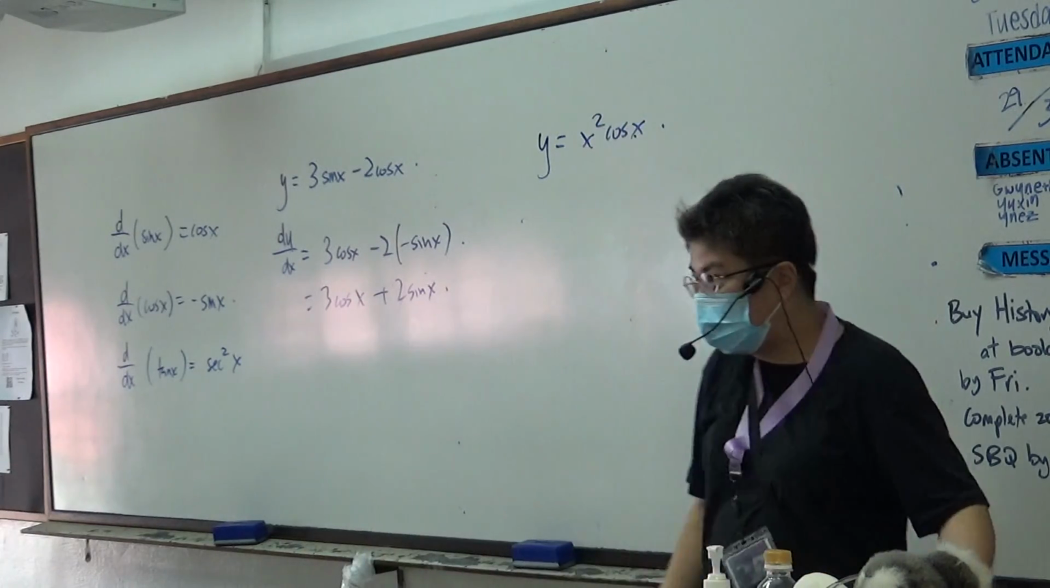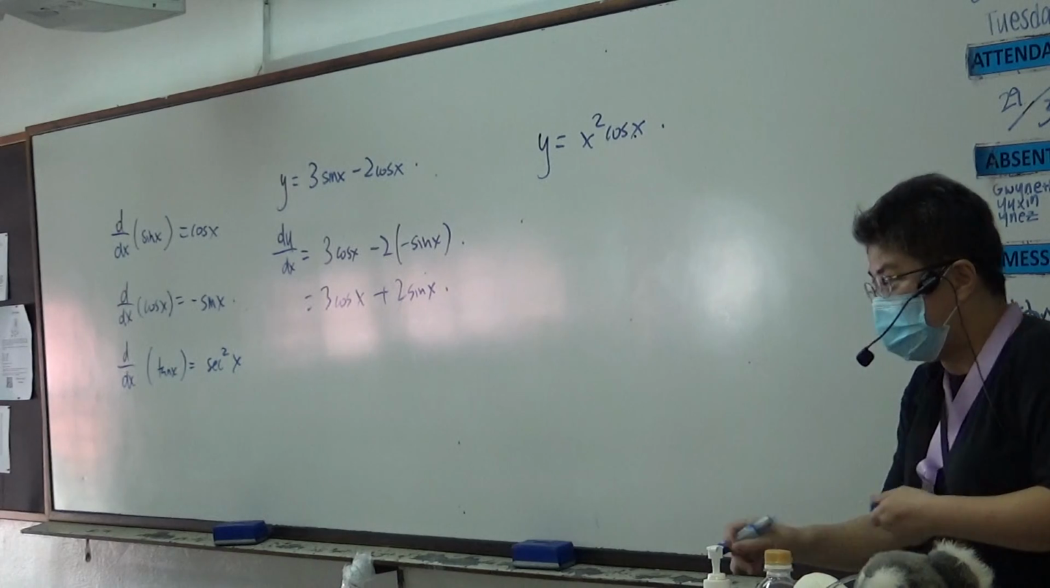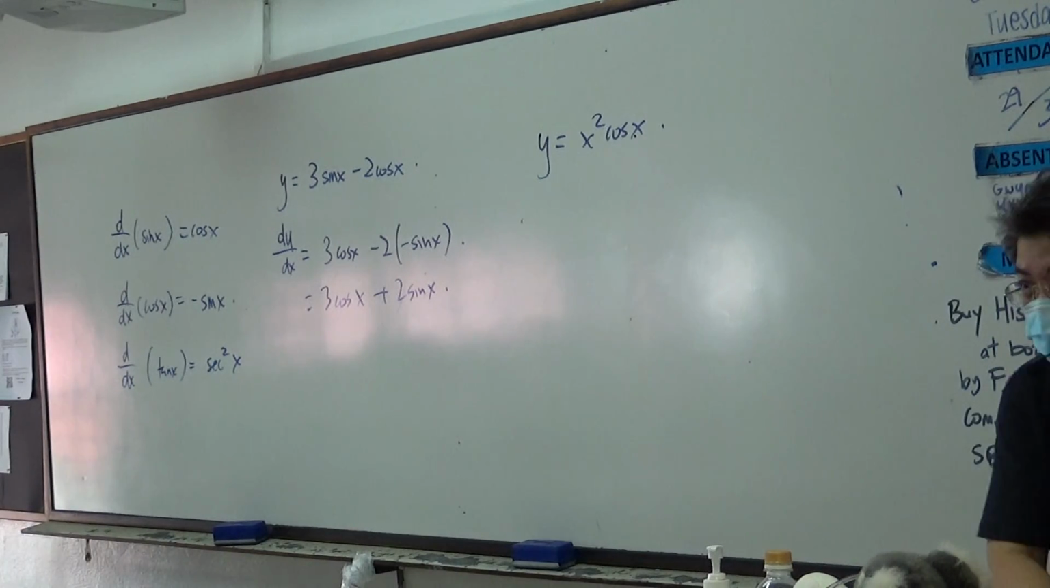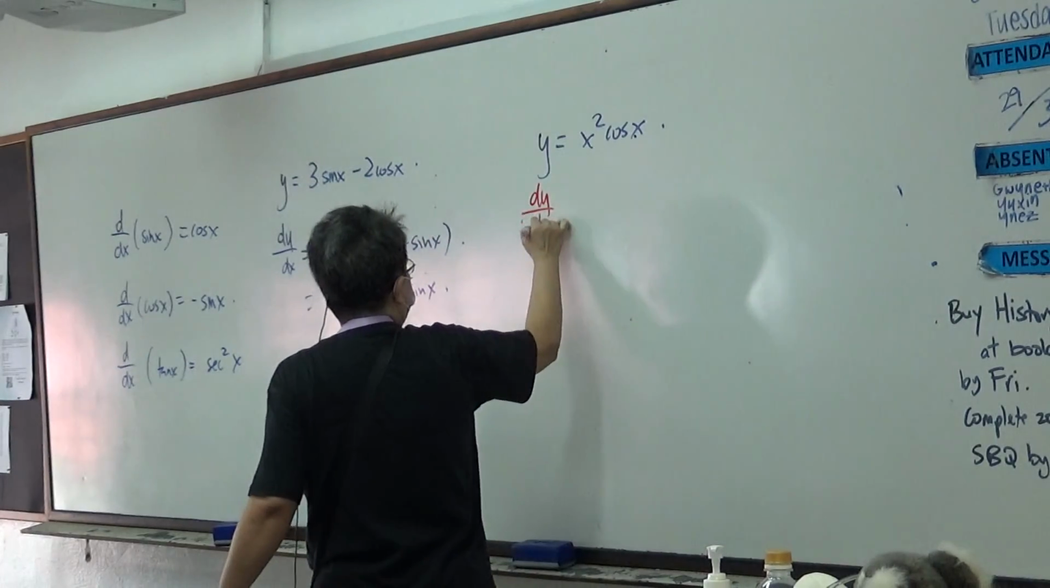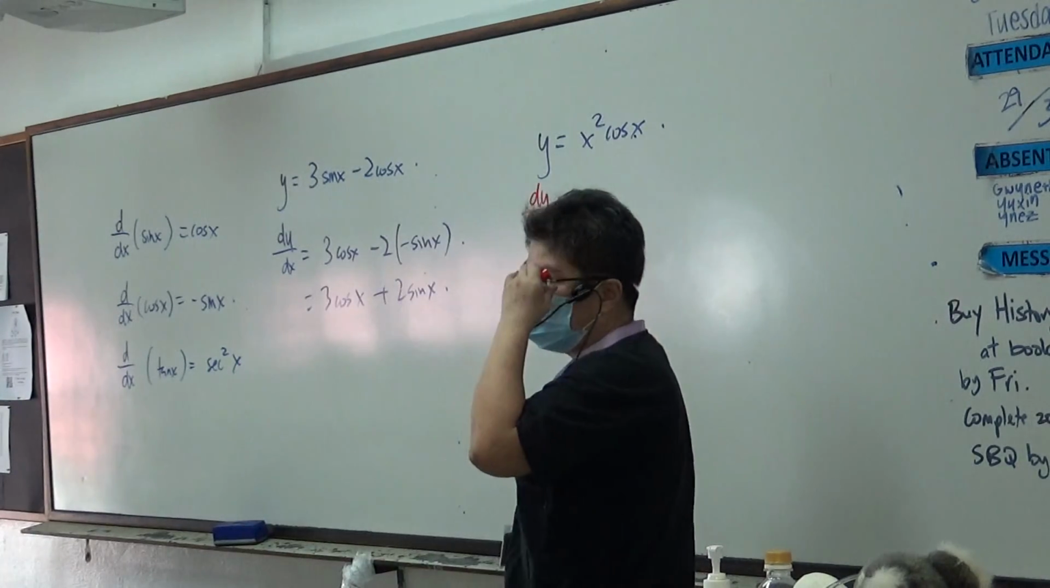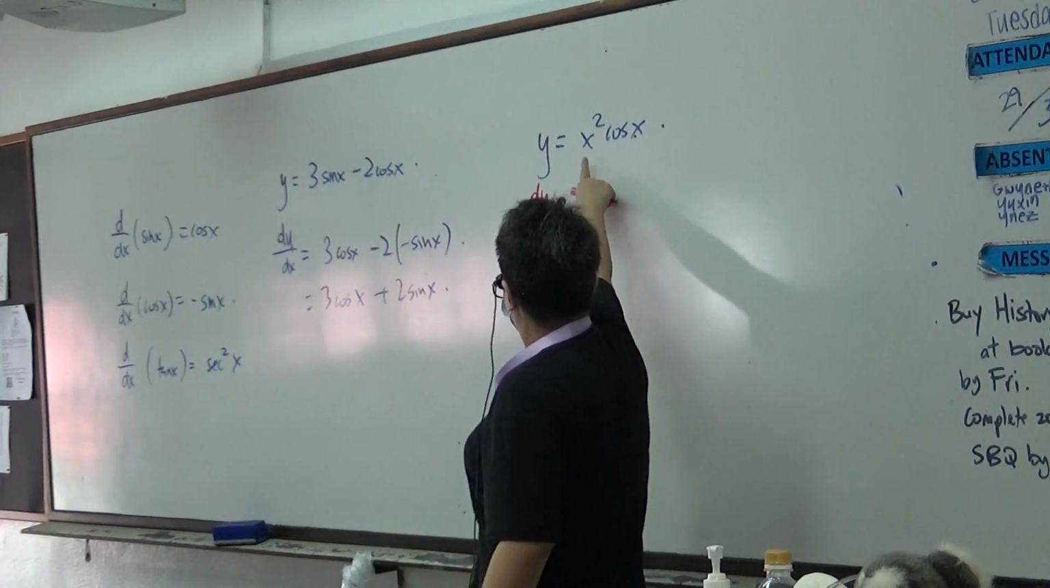This one is product rule. Can you see it's x squared times cosine x? Okay, all of you look up. You don't need to copy all the answers in the textbook. You just have to listen to me. Fix this right.